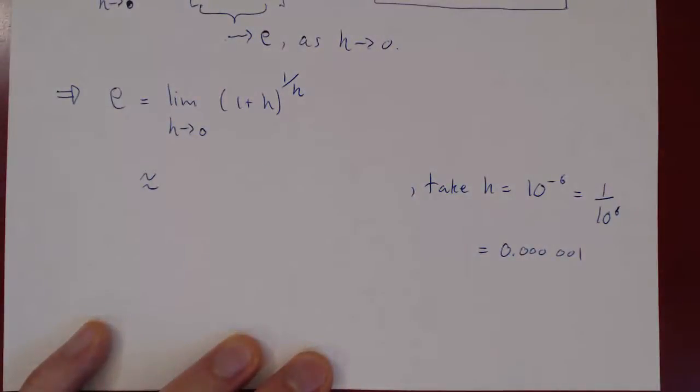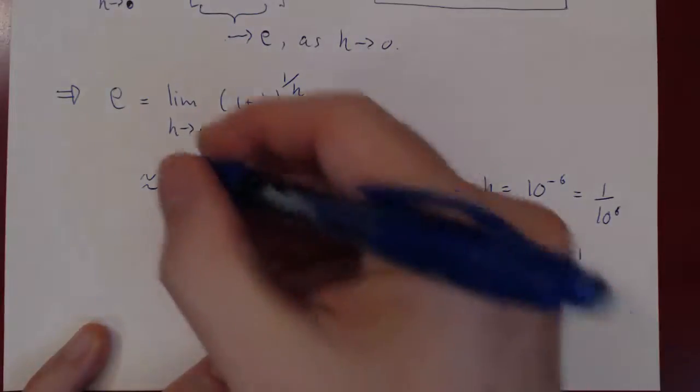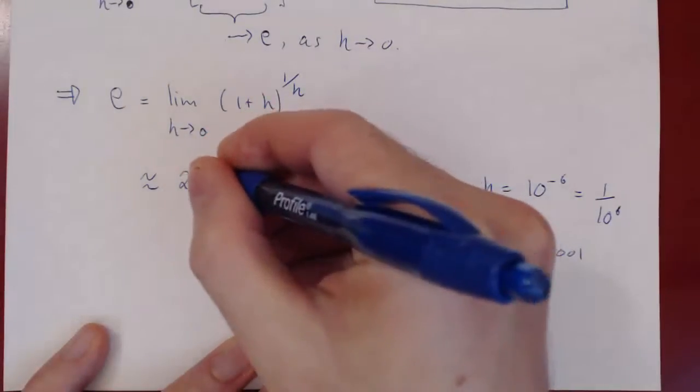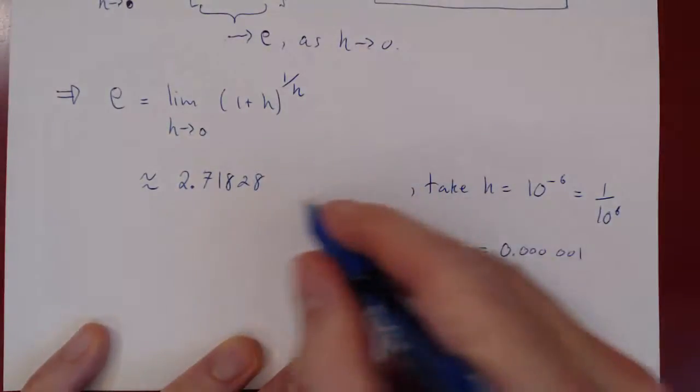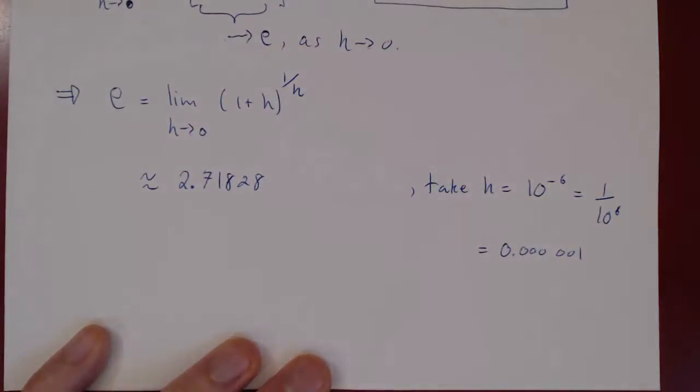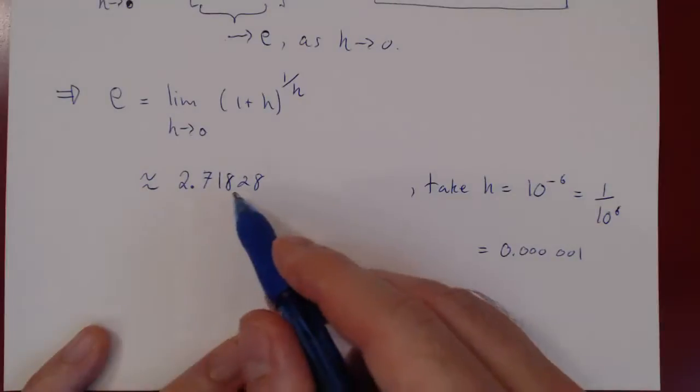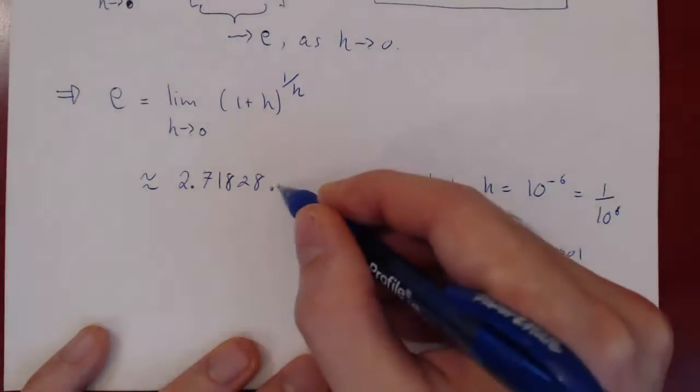So let's compute this. So 1 plus 0.000001 to the exponent 1 divided by 0.000001. And if you compute this with your calculator, you will find approximately a value of 2.71828. And there are other decimal values. They will not be accurate, but at least you will get the first 5 digits accurately.